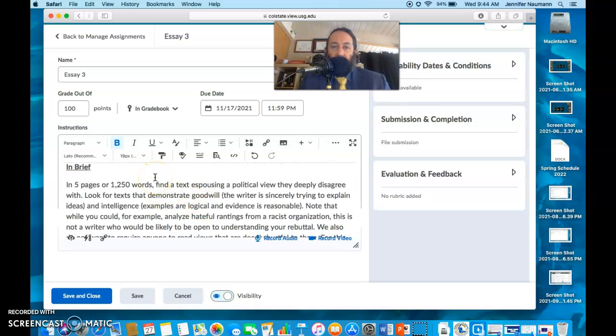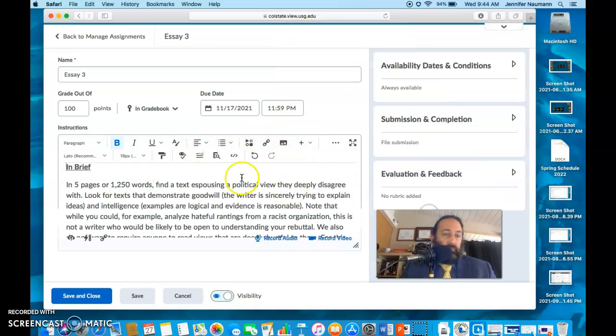So the brief explanation would be provided here. In 5 pages, you want to find a text that espouses a political view that you deeply disagree with. You want to look for texts that demonstrate goodwill, meaning that the writer is sincere in trying to explain their ideas, and intelligence. You want to look for examples that are logical and where the evidence is reasonable.